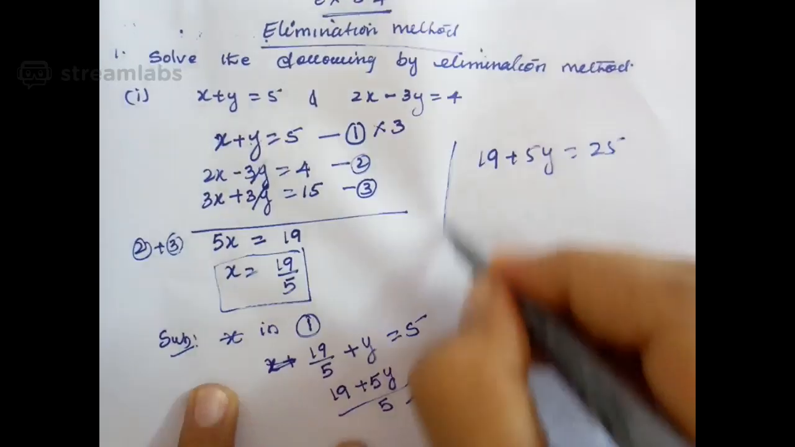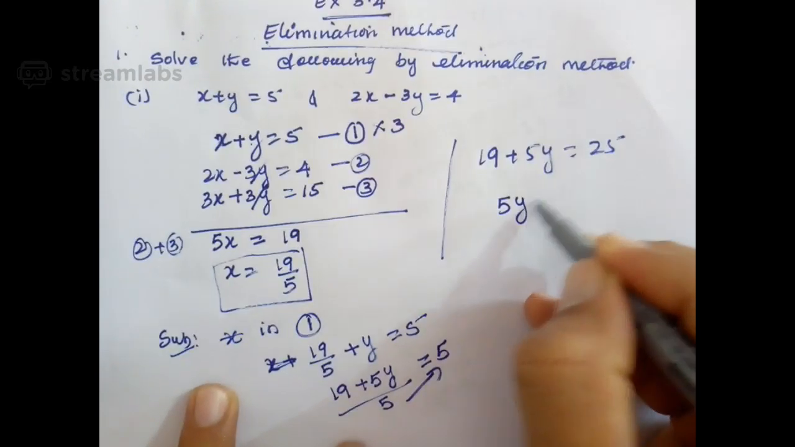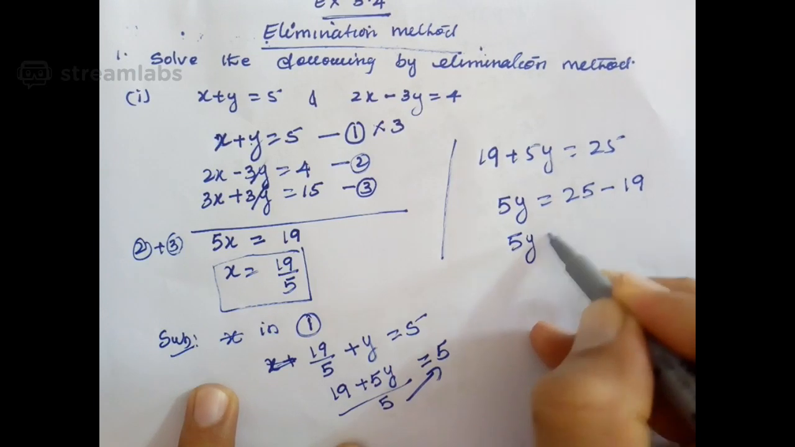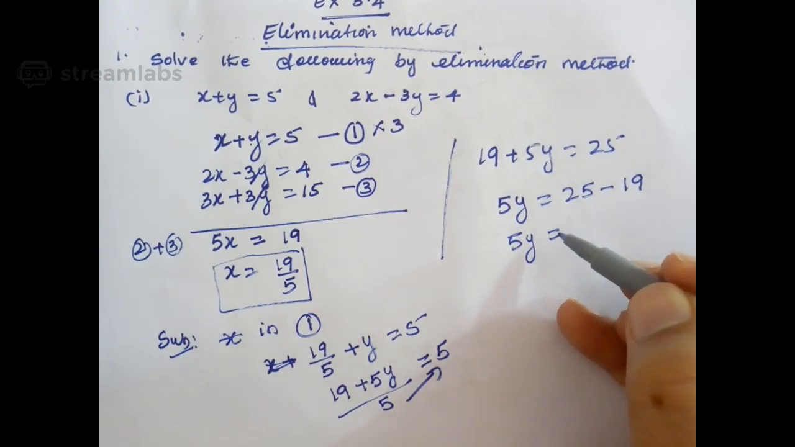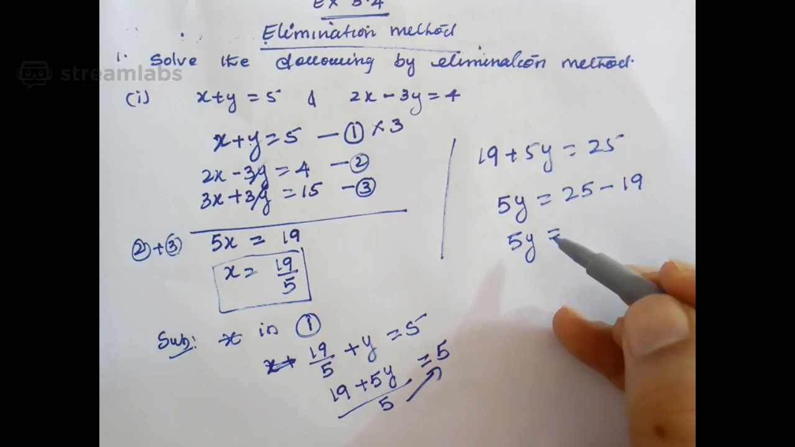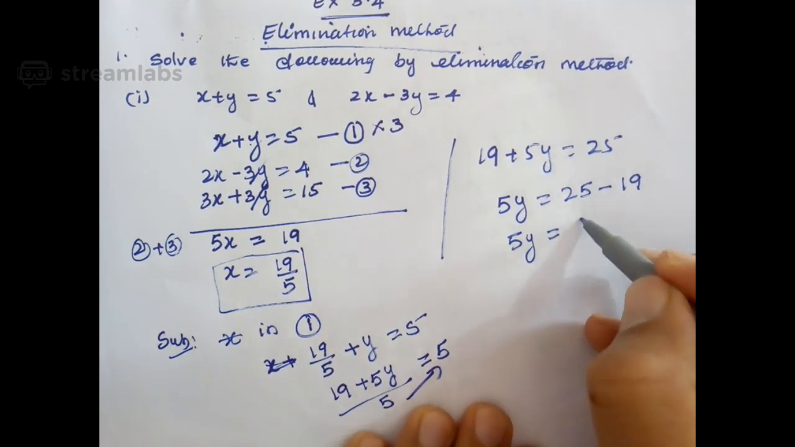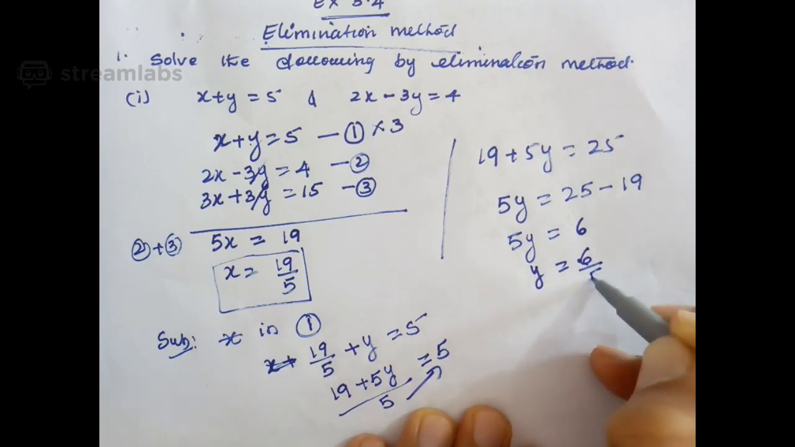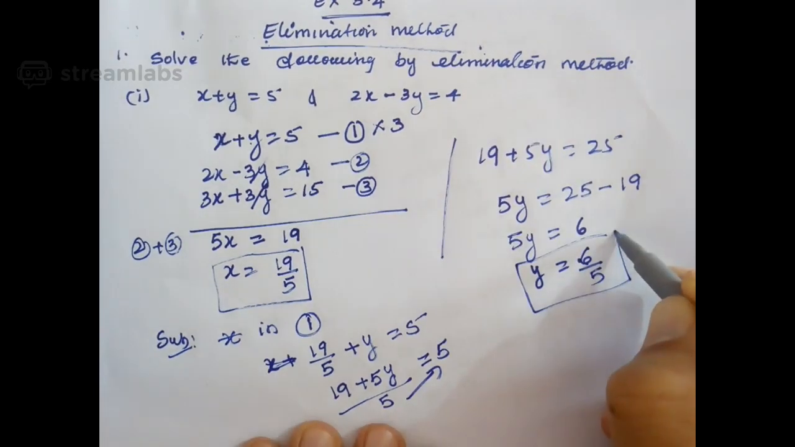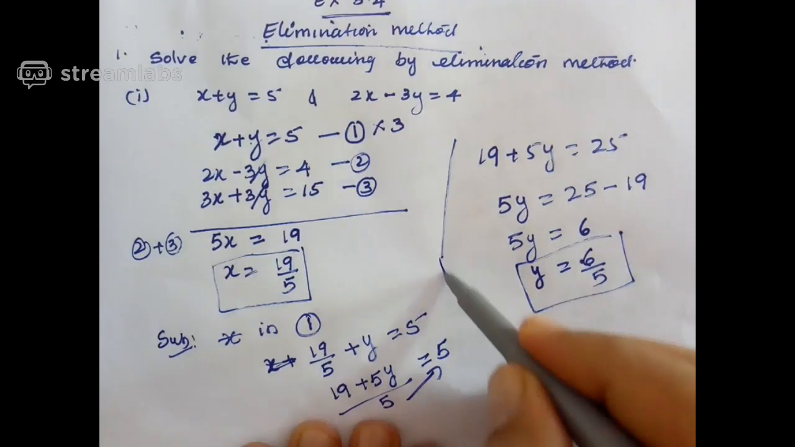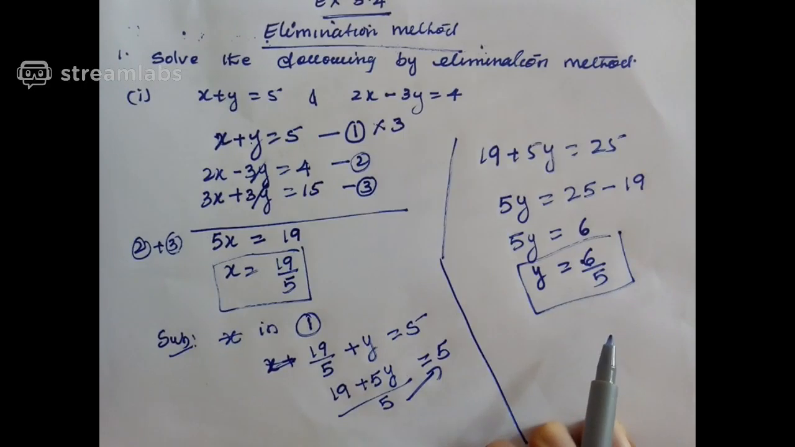This 5 comes here. Then what is 5y? 5y is 25 minus 19. 25 minus 19 is how much? It is 6, isn't it? So y is 6 by 5. This is the value of y, and this is the value of x. This is how you can solve by elimination method. Elimination method is easier than the substitution method. Take down this.